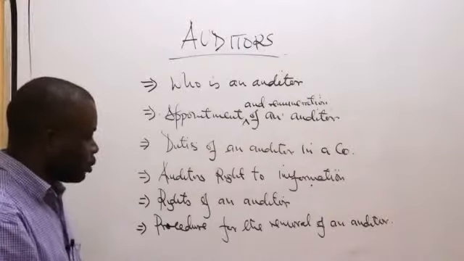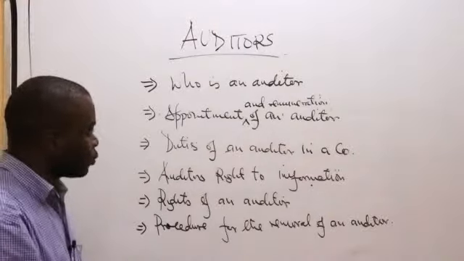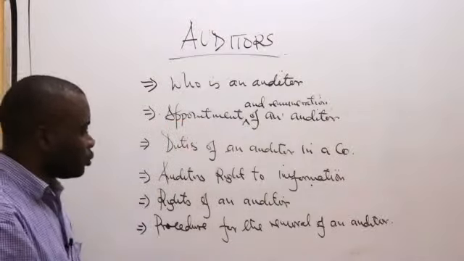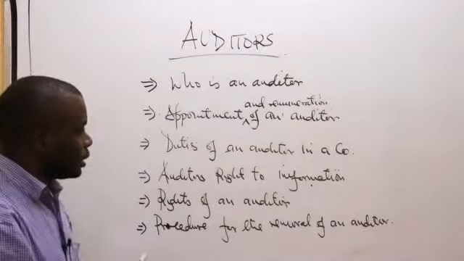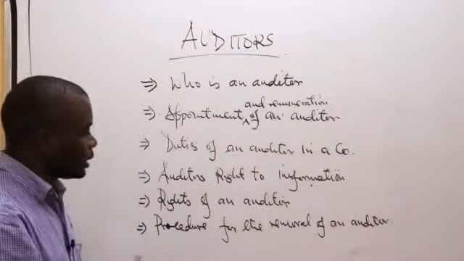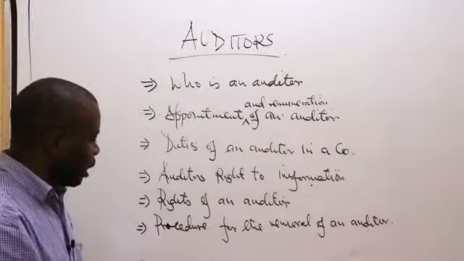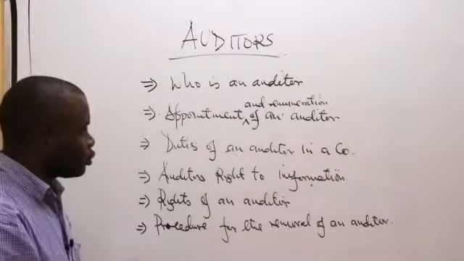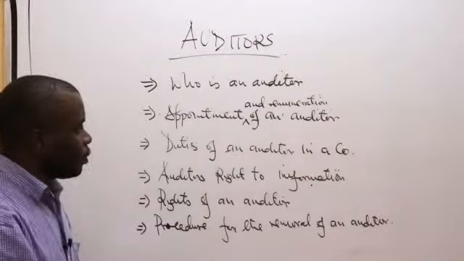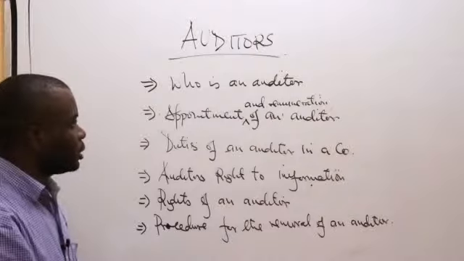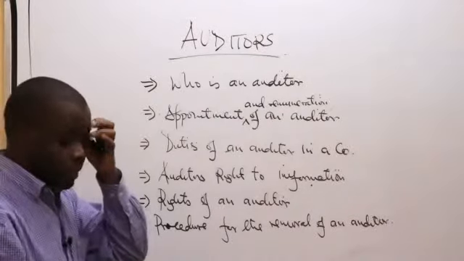What is the procedure of removing an auditor? You appointed him, but now you want to remove him from office, for example, if his term has not come to an end. So how will you be able to remove an auditor of the company?